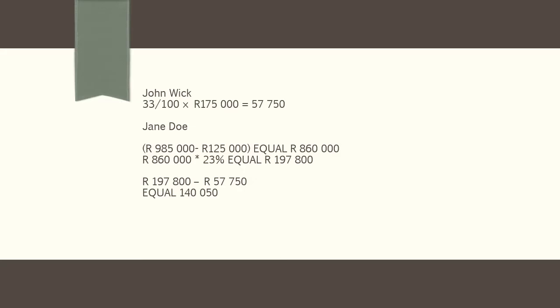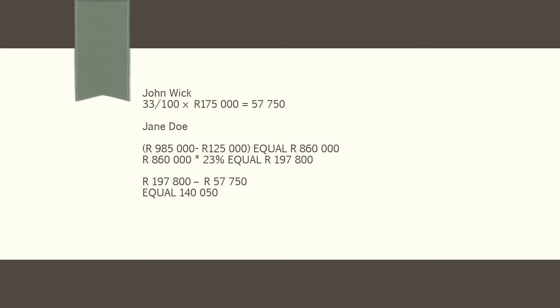Then we have to calculate the damage which Jane did to John's car. So we have to start with the pre-accident value minus the salvage value. We always start with the bigger number, because if we start with a smaller number, it's going to be in a negative form, and we don't have money or an amount which is in a negative form.